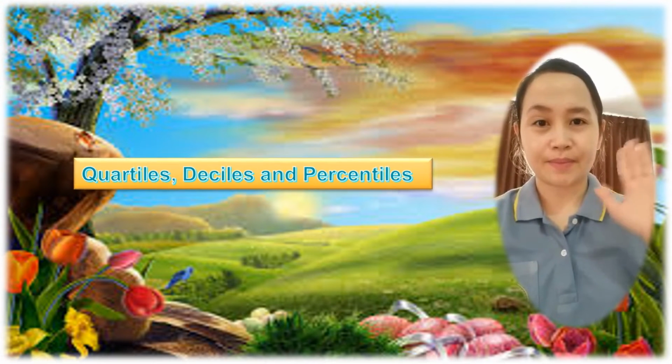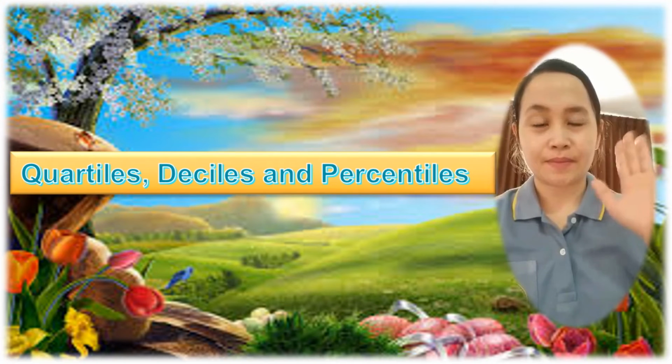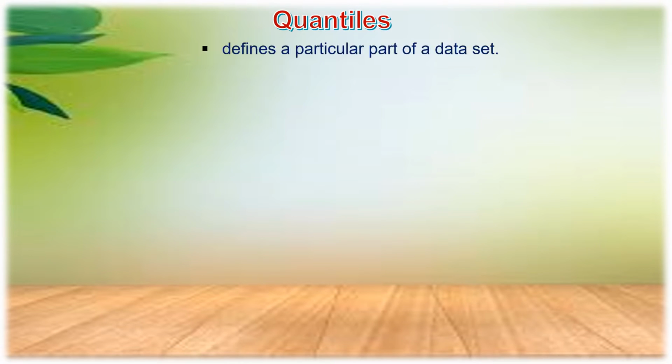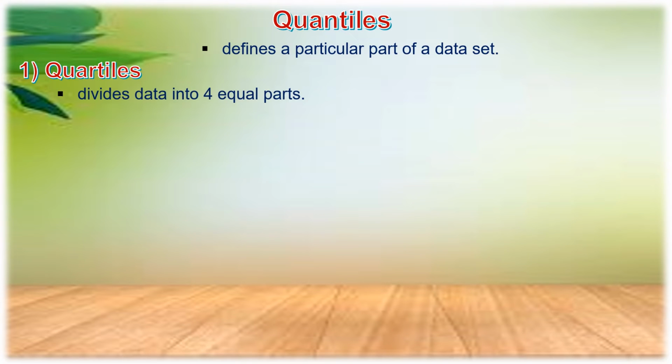Hello everyone. Our topic today is all about quartiles, deciles, and percentiles. Quantiles define a particular part of a data set. So today I will be discussing three of these quantiles. The first one will be quartiles. Quartiles divide data into four equal parts.